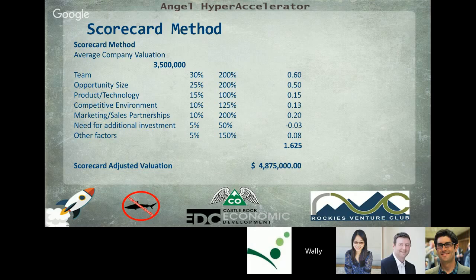So in this case, we've got a team that's twice as good as the typical team in the market, good opportunity size, average product or technology. So we multiply these across, and we get an average of 1.6 times greater than the average company in the market. So we get a $4.875 million valuation for this company. Next slide.